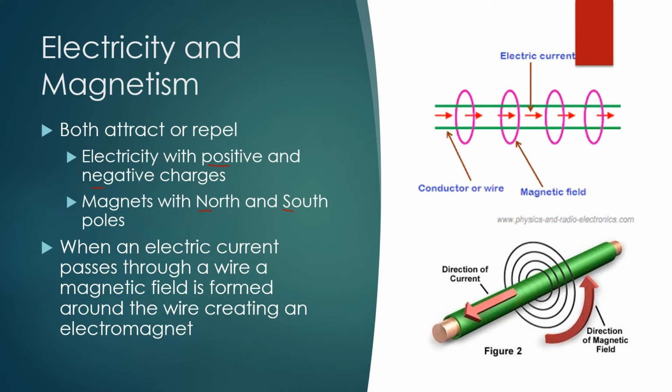Now when you combine the two and you get an electric current passing through a wire, you can actually form a magnetic field, creating what is called an electromagnet. So that's what this picture up top is kind of showing. The red arrows are the electric current. The pink circles are showing the magnetic field that is formed due to that electric current running through that conducting wire.